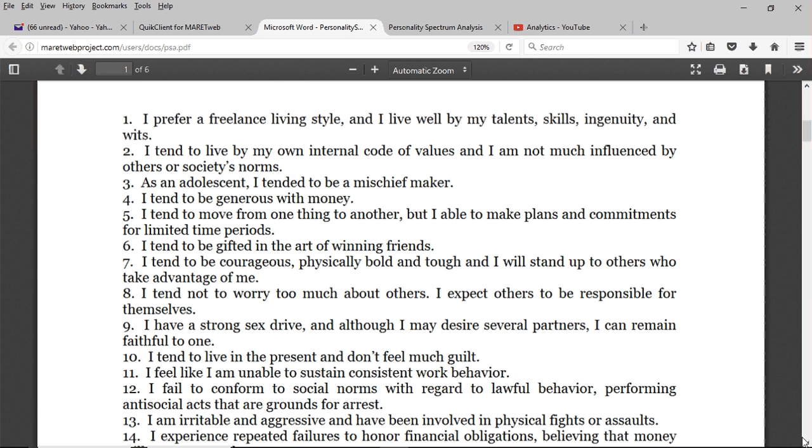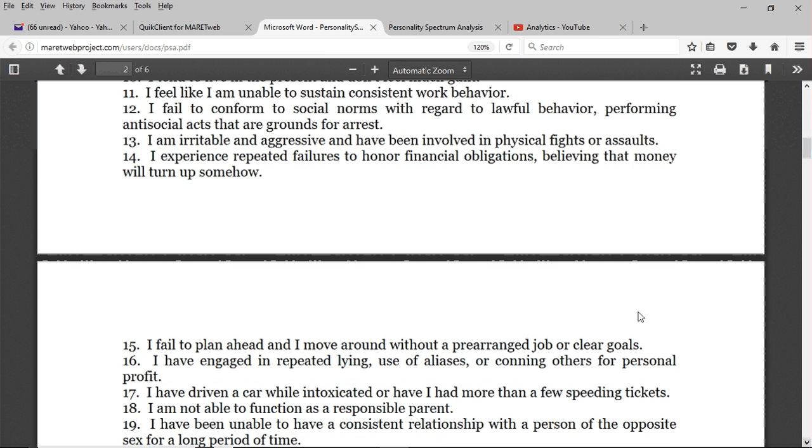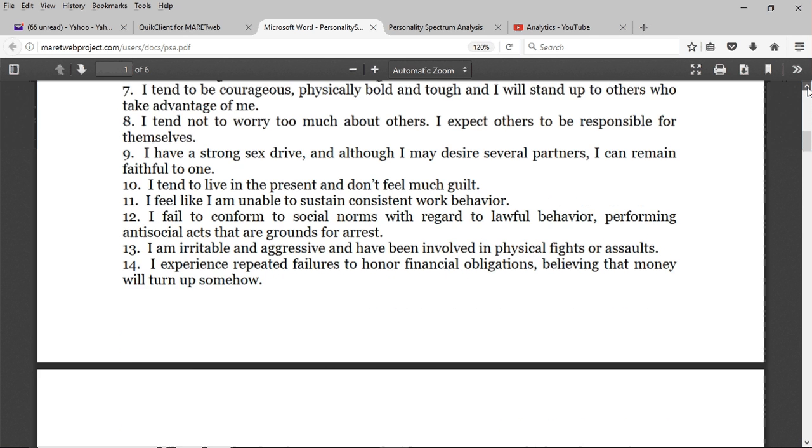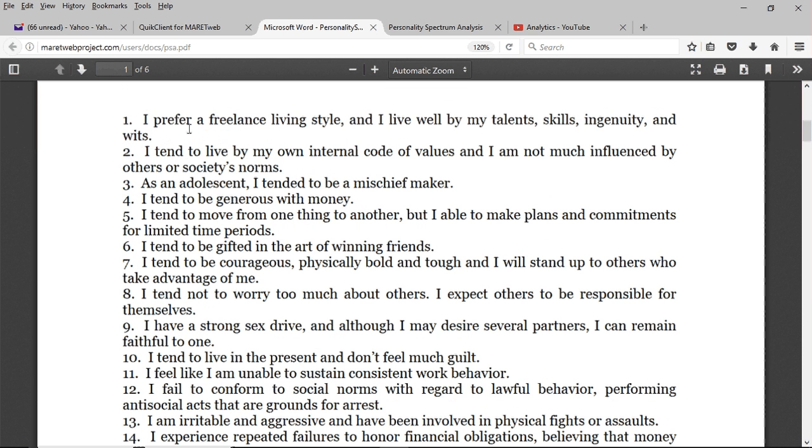The next 11 items, bringing us up to 22, through 22 actually, are again antisocial items. These, however, are where we get the maladaptive score. So items 12 through 22 are maladaptive items that create the score for antisocial personality. Items 1 through 11 are the optimal items.